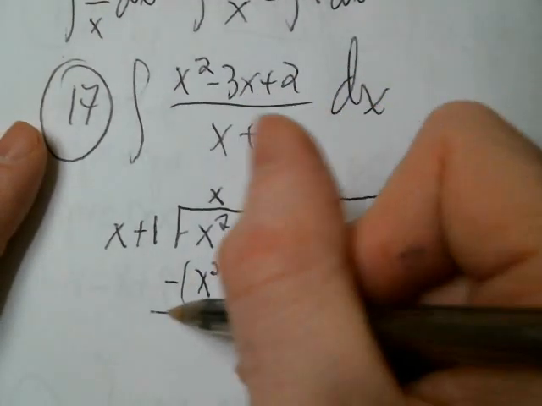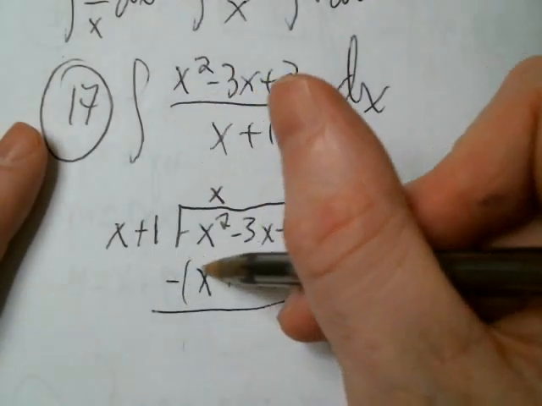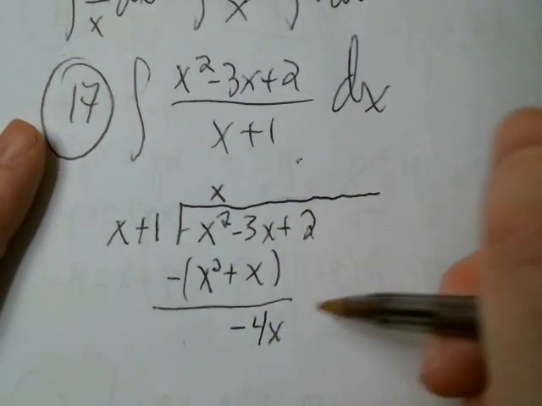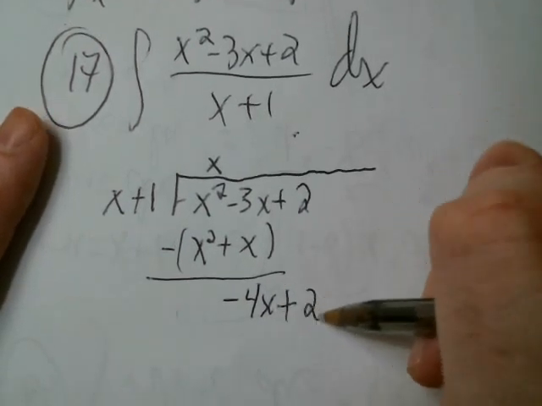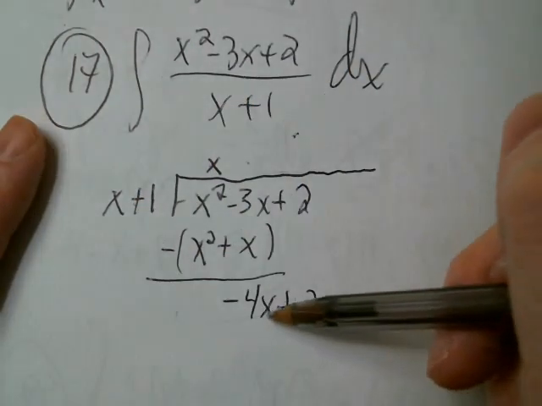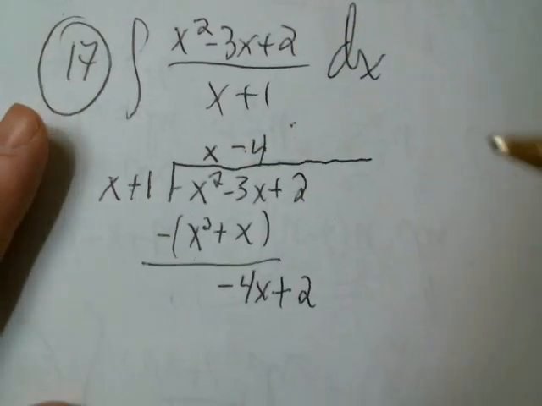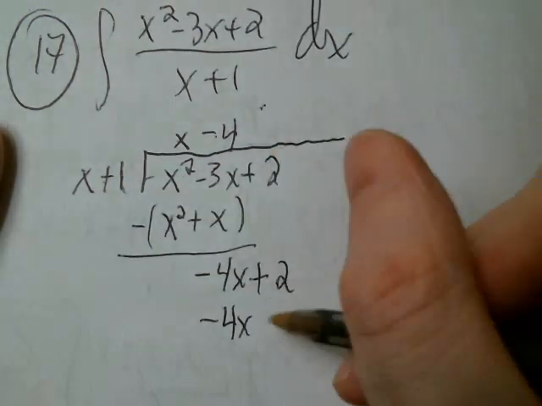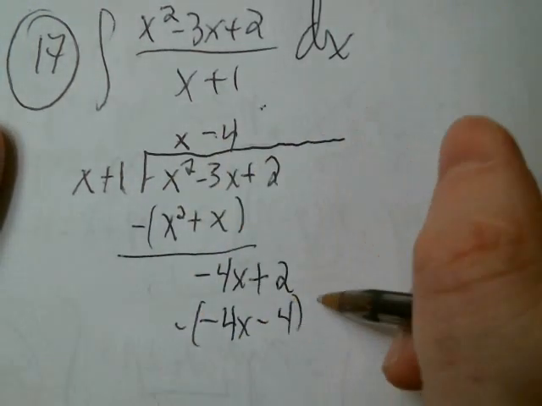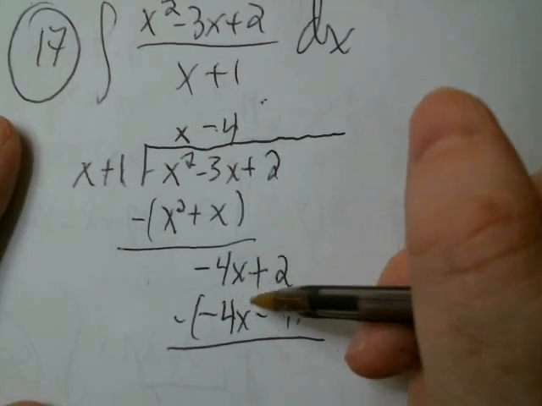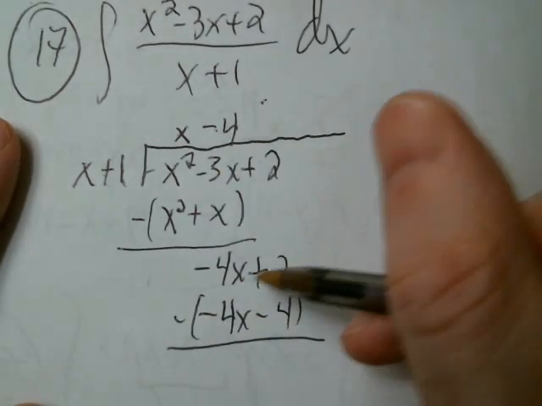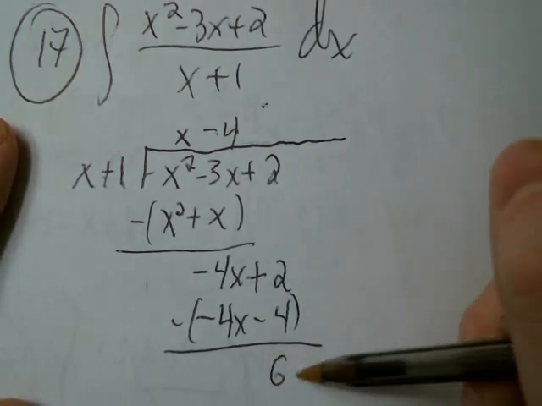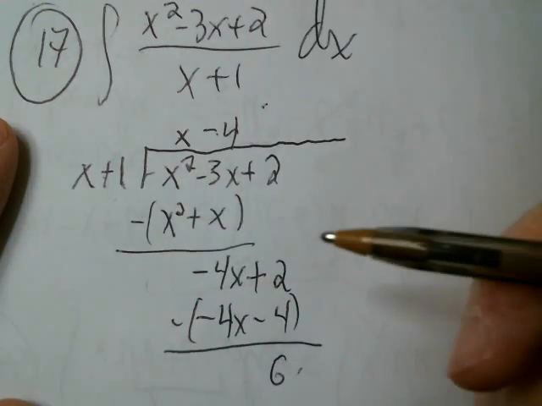So x squared minus x squared is 0. And negative 3x, you have to distribute the negative to both, so negative 3x minus x is negative 4x. Bring down the next term. Then you ask yourself, what times x is negative 4x? Well, negative 4. So you'd have negative 4x, and you distribute this negative 4 to both terms, so minus 4, and we subtract. So negative 4x plus 4x is 0. 2 plus 4 is 6. And as soon as the degree of this is less than the degree of the divisor, you're done.